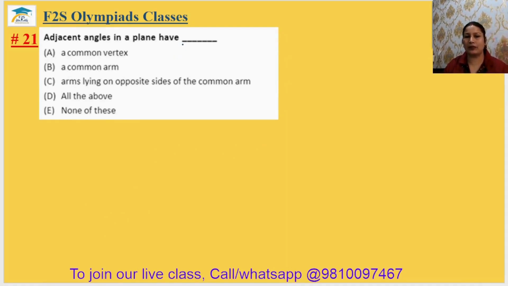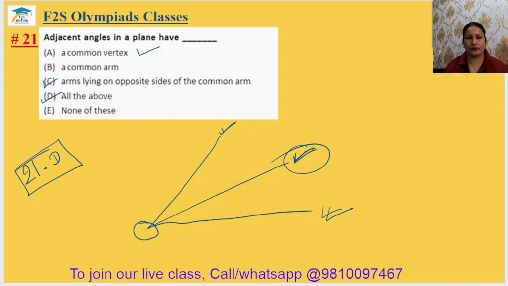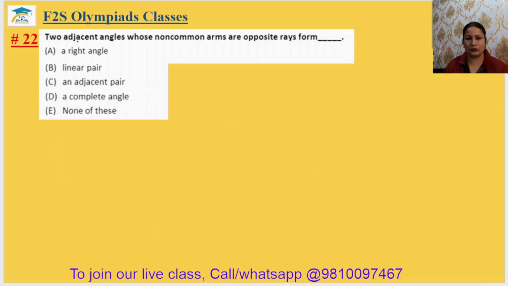Adjacent angles in a plane have a common vertex, correct. They have a common arm, yes. The other two arms are lying on the opposite sides of the common arm, it is also correct. Option D will be the correct answer. 21 answer is D.